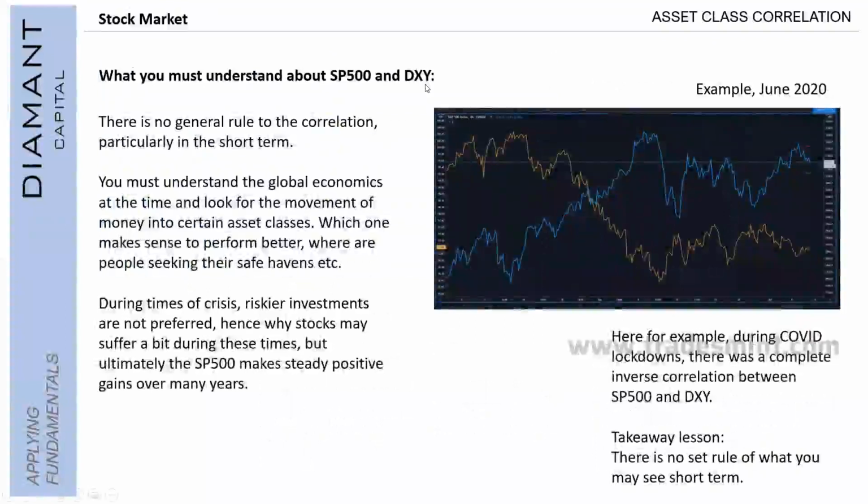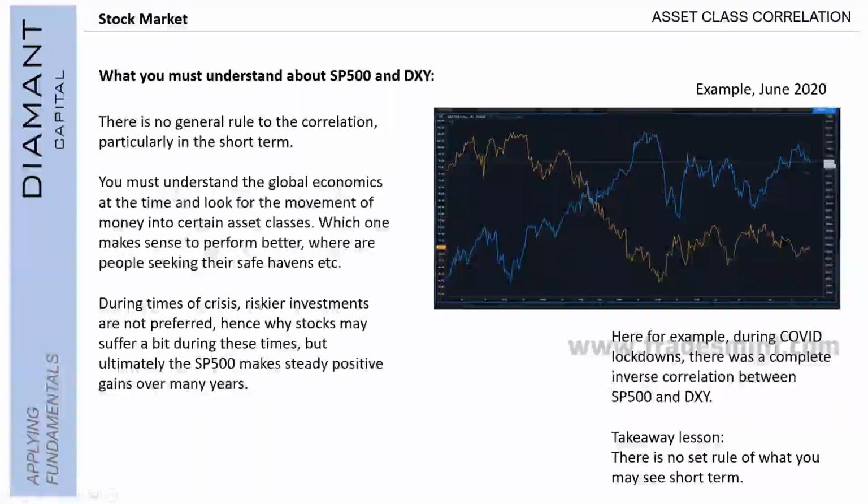So what you must understand about S&P 500 and DXY, there is no general rule to the correlation, particularly in the short term. So you must understand the global economics at the time and look for the movement of money into certain asset classes. Which one makes sense to perform better? Where are people seeking their safe havens? Where are they seeking that better yield? Are they seeking an investment for a hedge against inflation, for example?